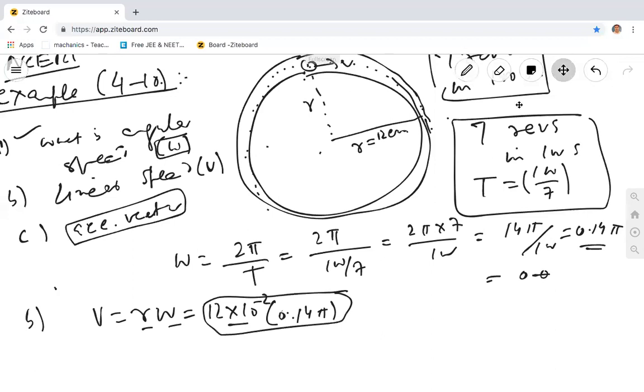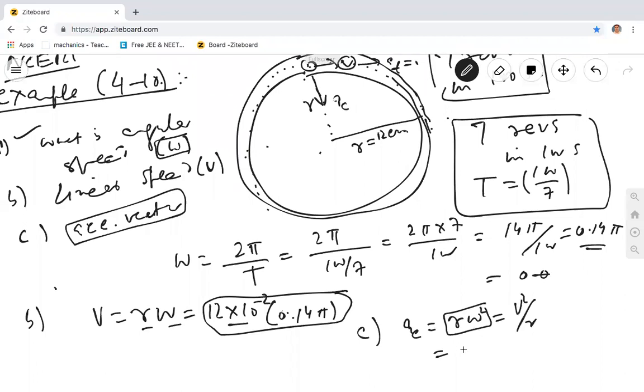Now the third is the acceleration vector. As the speed is constant, there is no tangential acceleration. At is equal to 0 because the speed is constant. Tangential acceleration is the rate of change of speed. So you have only centripetal acceleration, AC. What is AC equal to? It's r omega square. Usually you know it as v square by r, but that can be converted to this.